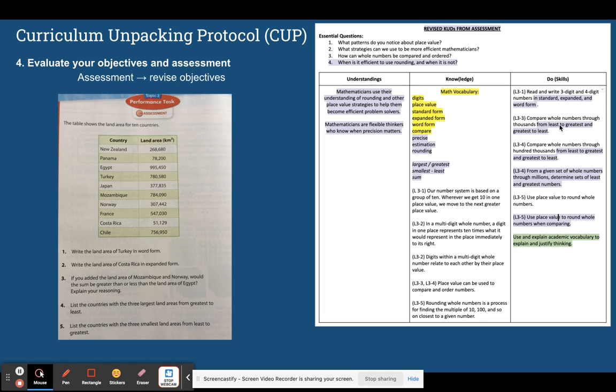I have additional work that I need to be doing when I'm doing that comparing whole numbers through the hundreds and the thousands. I want to make sure that my students can do that from least to greatest and from greatest to least, just like they're going to be asked to do in questions 4 and 5. I see here that we've already built out using place value to round whole numbers. I also want to build in that skill of when we would use place values to round whole numbers when we're comparing them. That ties in really nicely with this assessment question number 3.